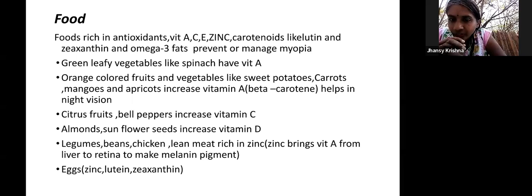Vitamin C rich foods like citrus fruits, vitamin D rich foods like almond, legumes, beans, which are rich in zinc, and also eggs which are rich in zinc, lutein, zeaxanthin should be taken. Vitamin A rich foods like orange color fruits and vegetables like sweet potato, carrots, mangoes, apricots should be included.